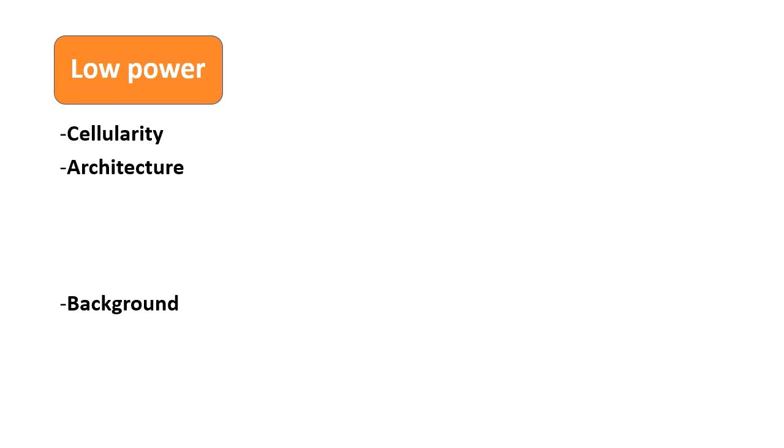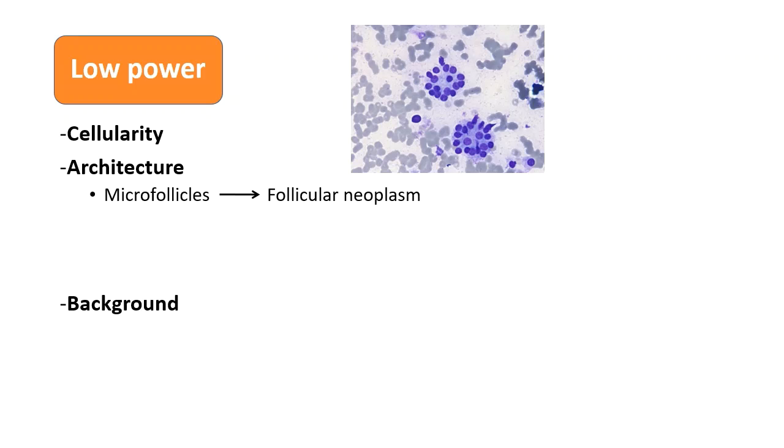So how to examine a slide? Whenever we get a slide, we have to look for 3 things: cellularity, architecture, and the background. So cellularity means we have to see whether a slide has low cellularity, moderate cellularity, or high cellularity. So this cellularity is a relative thing. You have to compare these cases. Second is architecture. So architecture means the arrangement of cells among each other.